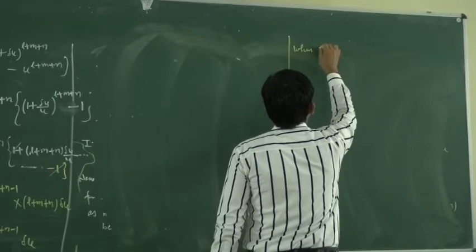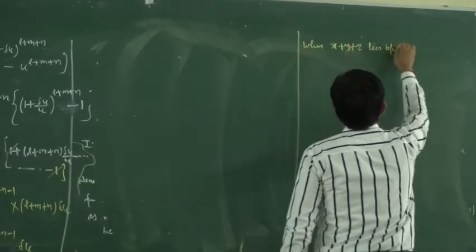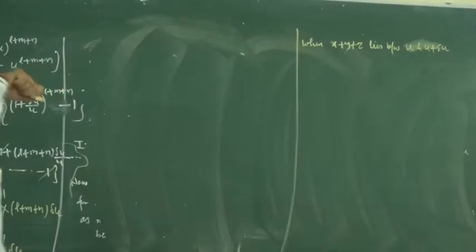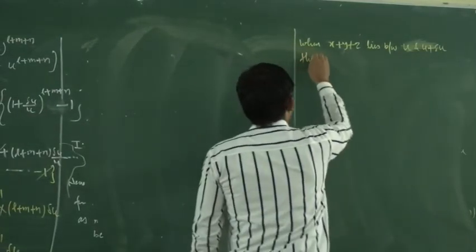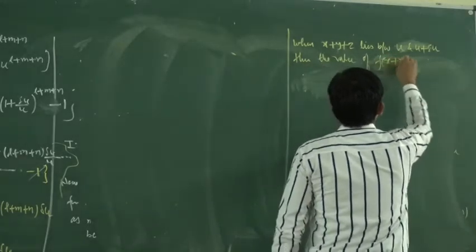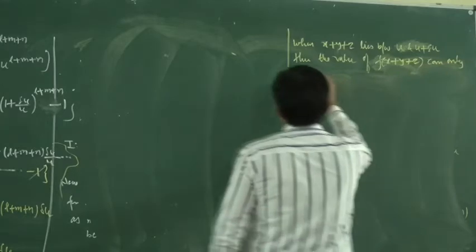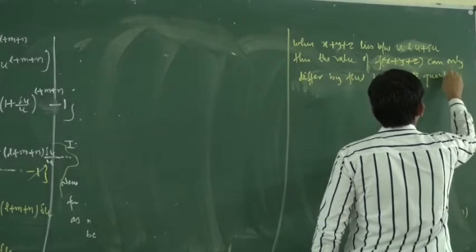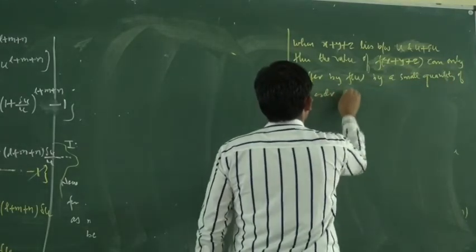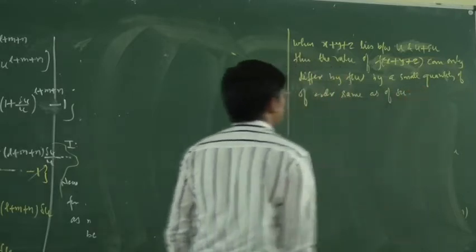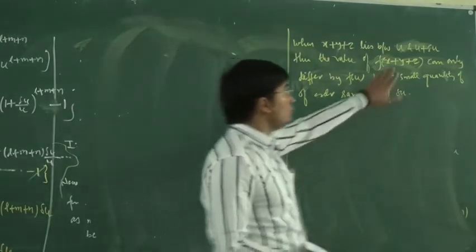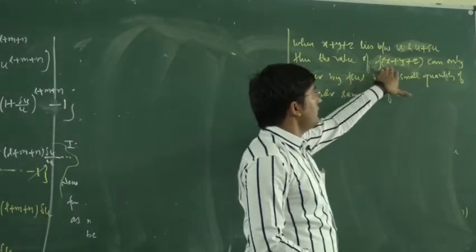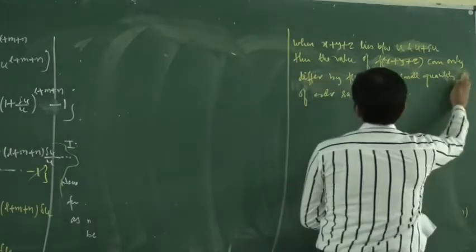Now when x plus y plus z lies between u and u plus delta u, then the value of f of x plus y plus z can only differ from f of u by a small quantity of the same order as delta u.